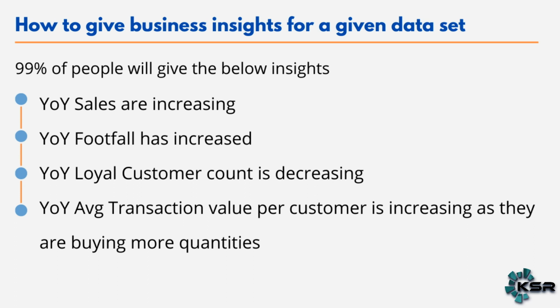I'm sure 99% of the people will give the below insights. YOY sales are increasing, that is year over year sales are increasing. Year over year footfall has increased, more number of people started coming to your store. YOY loyal customer count is decreasing, that means your churn rate has increased. Year over year the average transaction value per customer has increased significantly. From 100 it has become 429 now. That means people are buying more number of quantities.